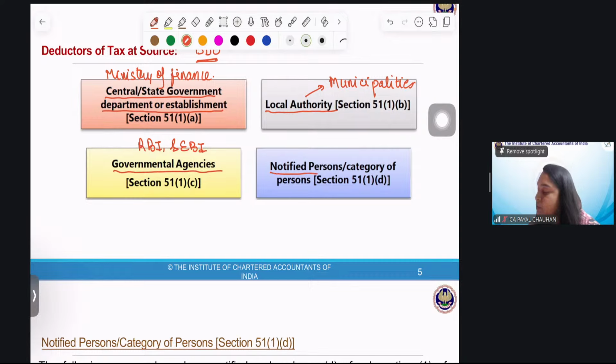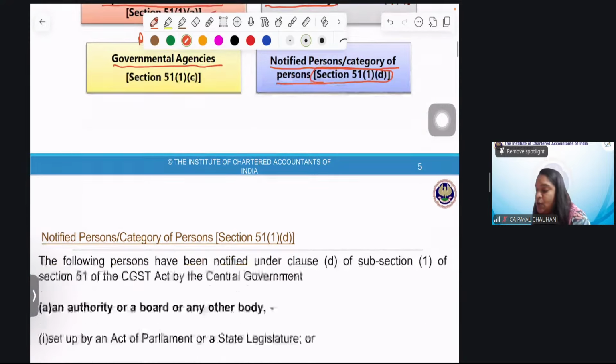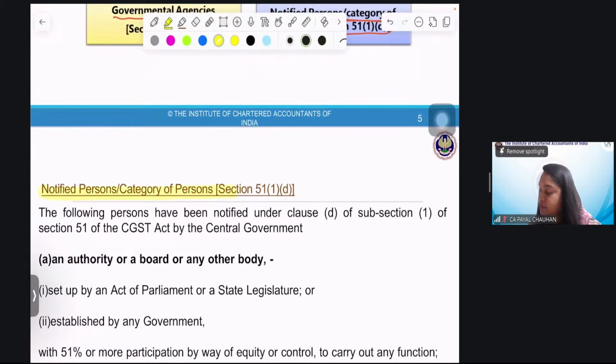Then we have notified person, category of person mentioned under section 51(1)(d). Please understand, when it was central government or state government department, the section was 51(1)(a). You need not learn, but still I need to revise it with you. Local authority is (b), government agency is (c), and the notified person or a class of person are under 51(1)(d). Now let's see who are under section 51(1)(d).